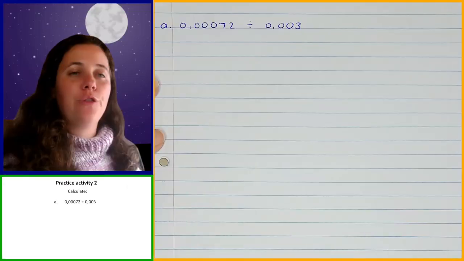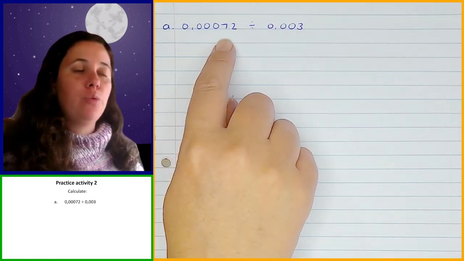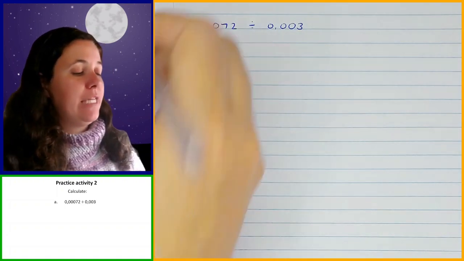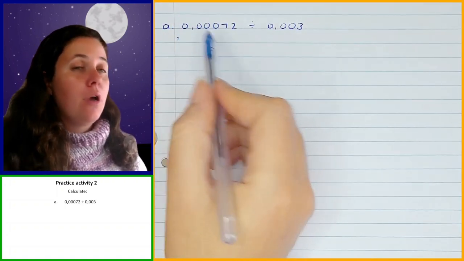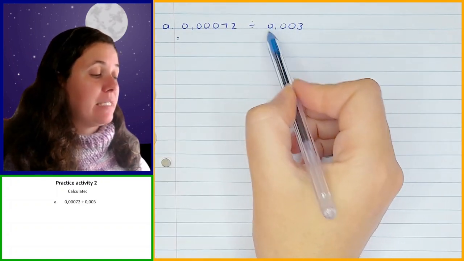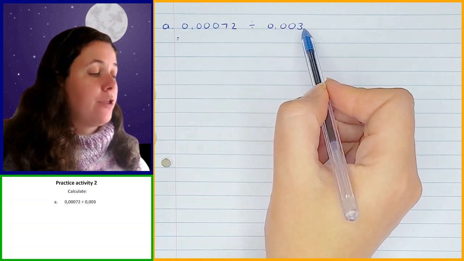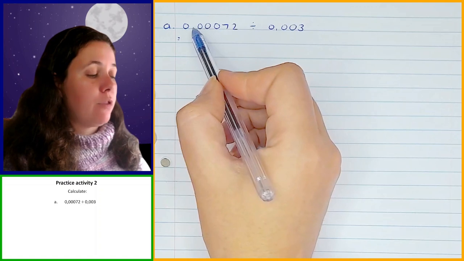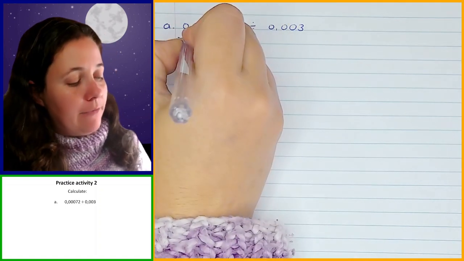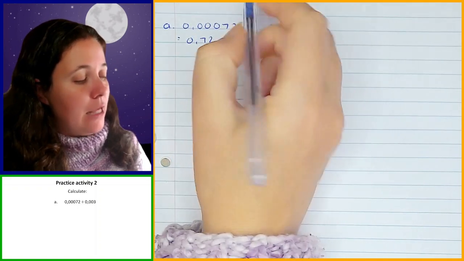Okay, so let's go through that example. So over here, we've got 0.00072, and we're dividing that by 0.003. So the first thing we need to do is change these both by multiplying by a power of 10 so that the divisor is a whole number. So to make this a whole number, I need to move that comma 3 places. So I need to move this comma 3 places as well. So it's going to 1, 2, 3. So it's going to be just in front of the 7. So I'm going to have 0,72 divided by 3.